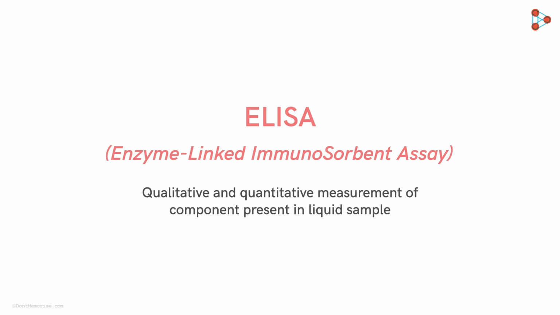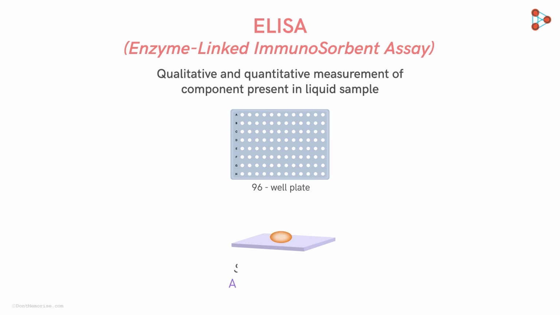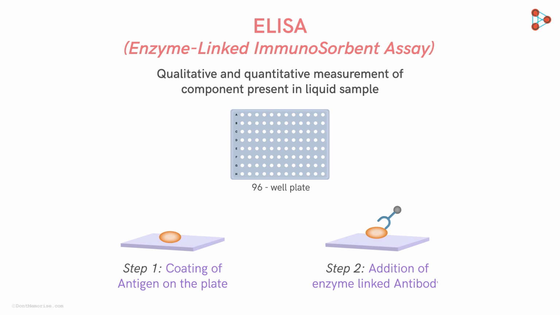The principle is quite simple. It's just the interaction of antigens with antibodies. ELISA is usually carried out in a 96 well plate which looks somewhat like this. The bottom of this plate will be coated with a known antigen first. Then, a sample containing the antibodies is added to this. But there is a small twist here. The antibodies are linked with specific enzymes. These specific enzyme-linked antibodies will bind to the antigen.